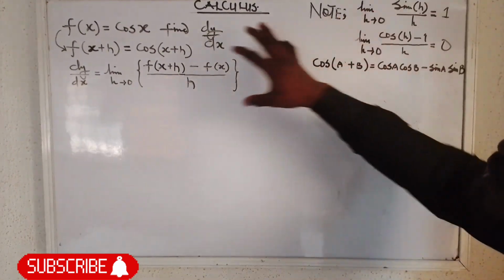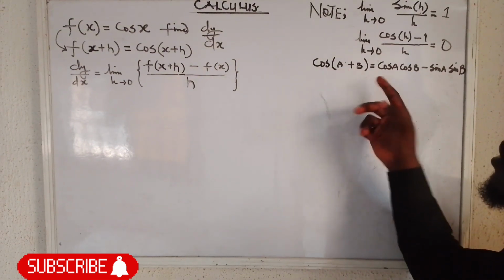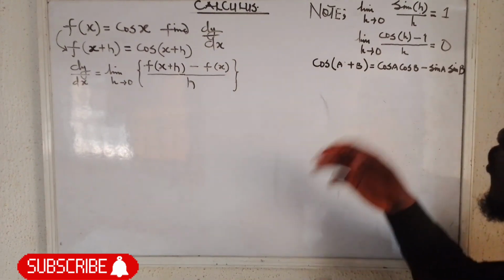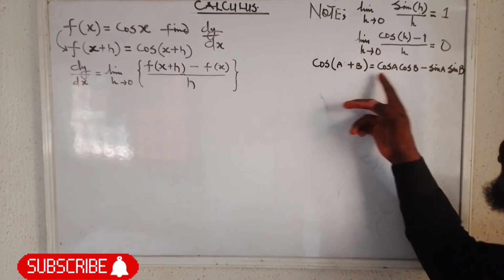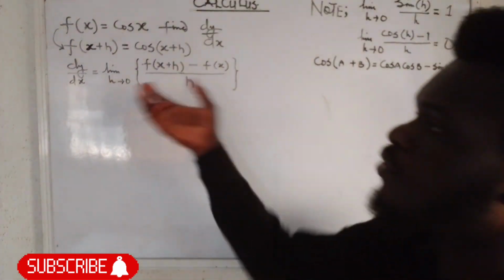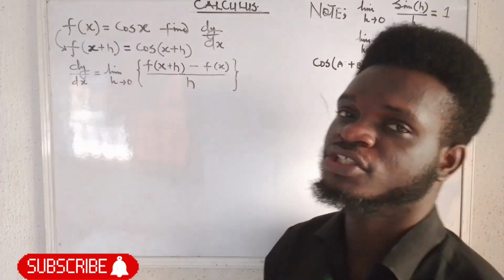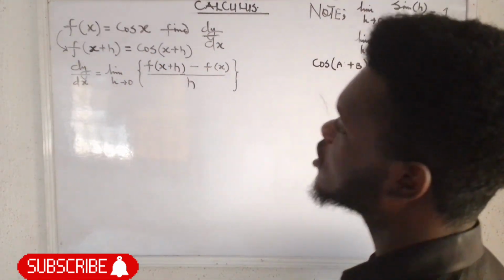These are the three things you must note before you can provide a solution to that. Then the cosine of a plus b is a trigonometrical identity or formula: cosine of a plus b equals cosine a cosine b minus sine a sine b. So let's see how we are going to use this information to bring out the derivative of the trigonometrical function cosine x. So let's see what we can do.